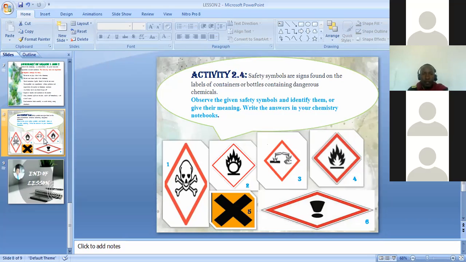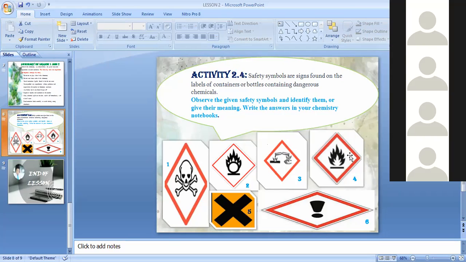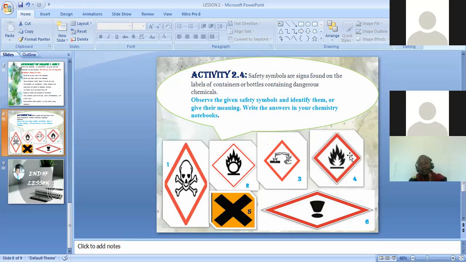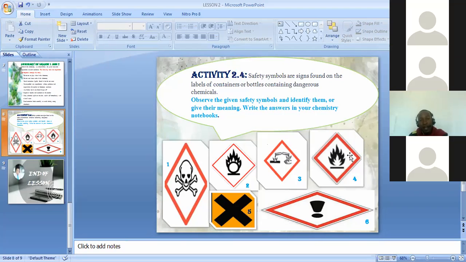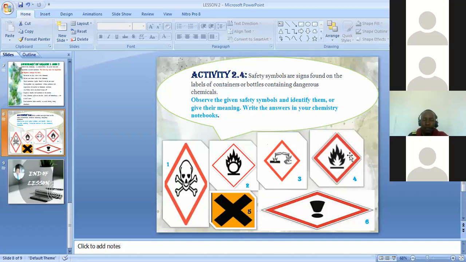What do you think symbol 1 means? Gerard, this is your first time to contribute. Danger. It means danger. So any chemical labeled with that symbol, it means that, my dear, don't touch. Okay? It is danger ahead. Anybody else who knows the meaning of any other symbol apart from symbol 1? Because we've at least seen what symbol 1 means. Joel.